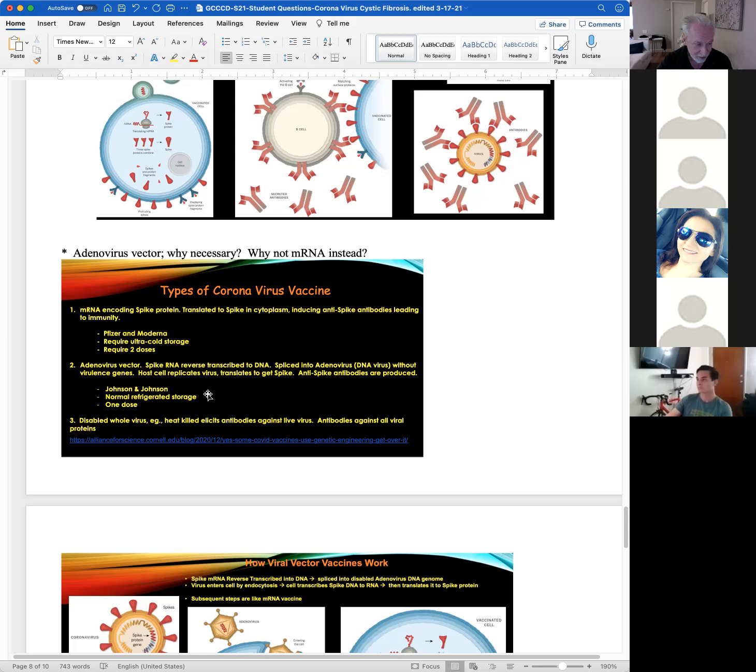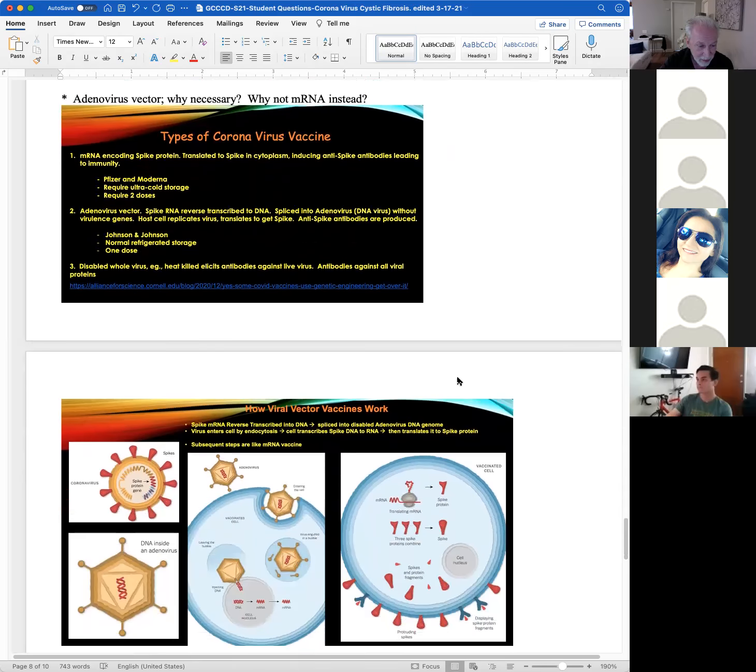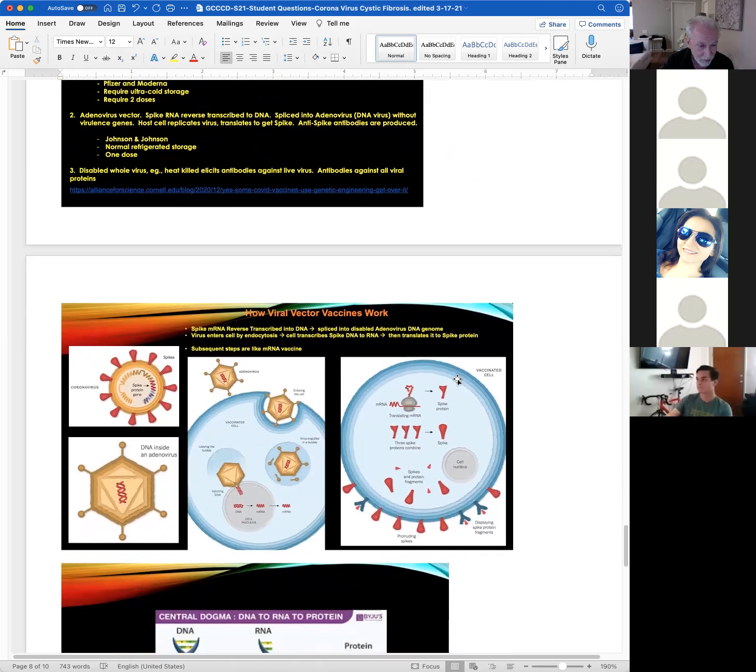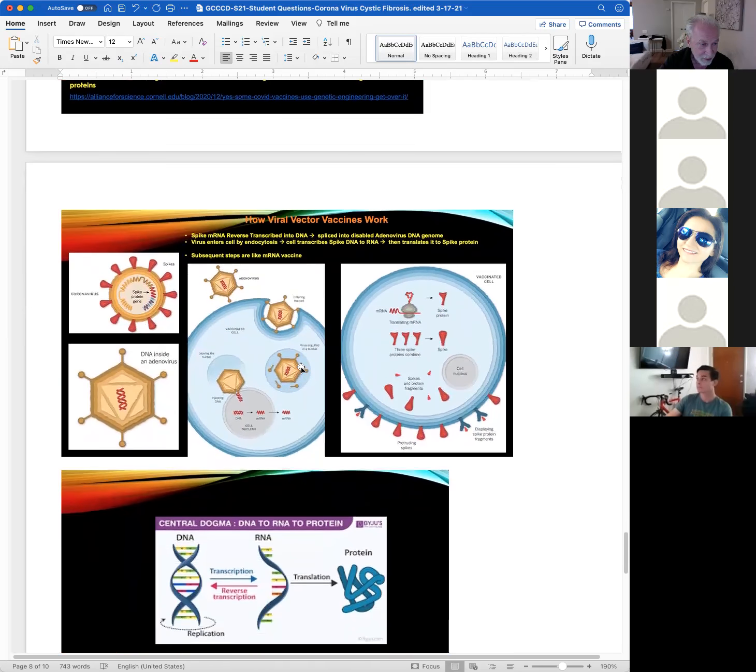Somebody asked about this third one. We can talk about that a little later, but first, let's contrast what we've just said about mRNA with how a vectored vaccine works. So again, you have the virus particle, you have the mRNA genome, you have this little piece that encodes spike, and you want to get this into a cell. So how do you do it?